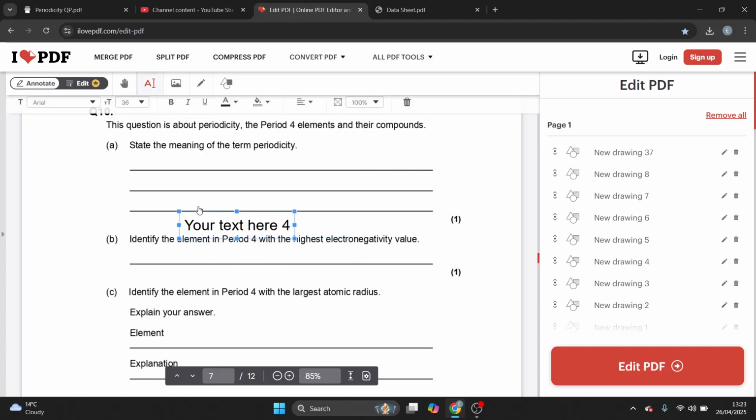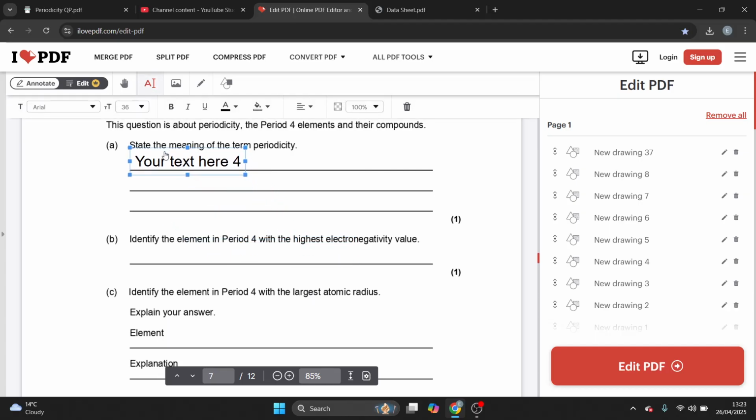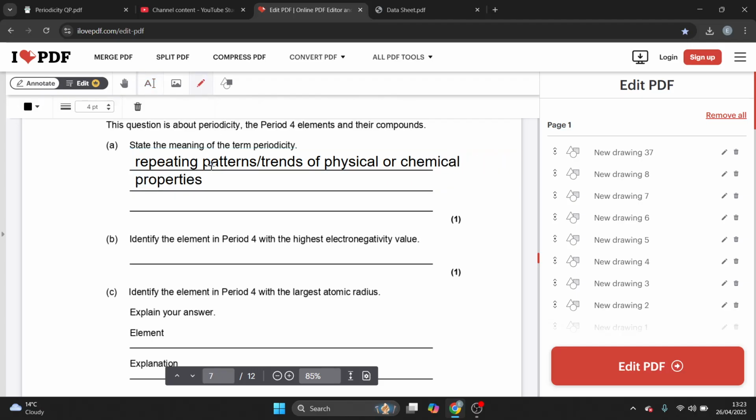State the meaning of the term periodicity. Periodicity. One marker, state. Repeating patterns / trends of physical or chemical properties.